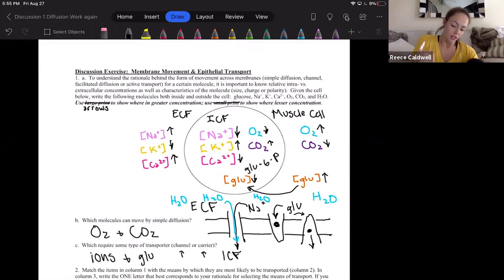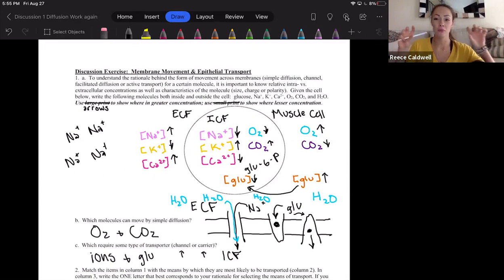So when we're talking about our electrochemical gradient, I'll use sodium as an example. We know that sodium is in higher concentrations outside of the cell. So we have lots of sodium ions floating around outside of the cell. And if you remember, sodium ions are positively charged. Positive charges repel each other. Remember, opposites attract in science. So positive and negative attract. However, like charges repel each other.